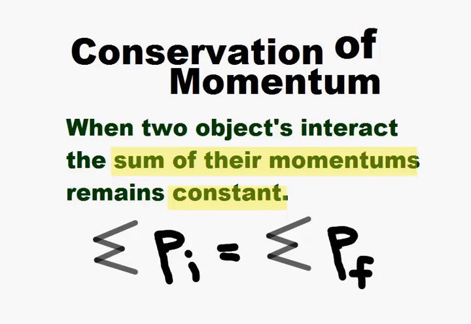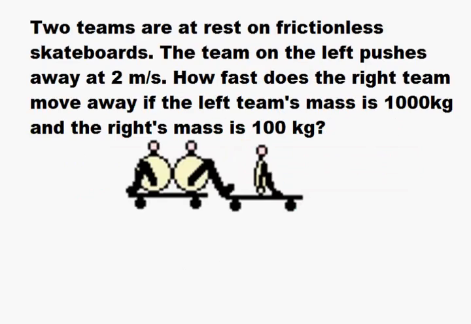The best way to do this is just show you a couple examples. We're going to add up the momentums in the beginning, before a collision or before an explosion, and they're going to be equal when we add them up after the explosion or after the collision.